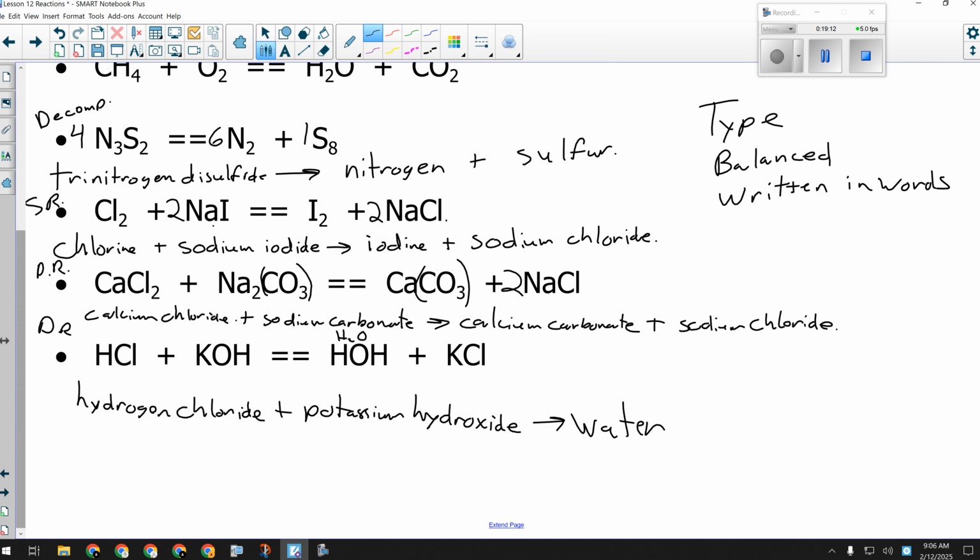It can behave like a molecular compound when it's written as H2O. It can behave as an ionic compound when it's written HOH. Incidentally, this is why water is neutral. When we talked about properties of compounds, we said all ionic compounds that contain hydrogen acting as the metal are acids. All ionic compounds containing hydroxide acting as the nonmetal are bases. Water has both, so they cancel each other out, and it ends up being neutral. Everybody with me there? And then the last one here is potassium hydroxide.